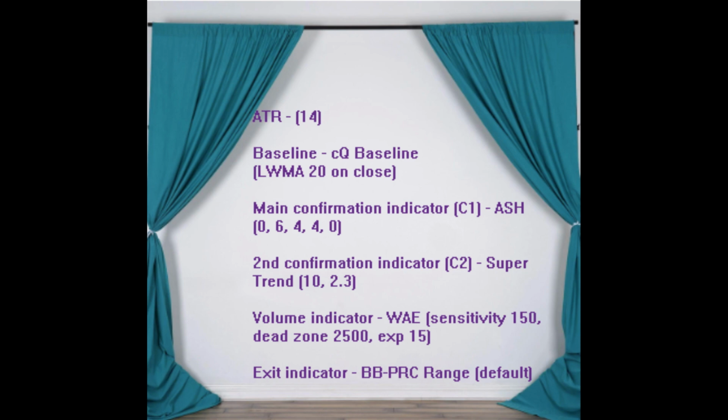The one that I was using previous to this was the RVI, or Relative Vigor Index, and I had that on a setting of 8. But I've since taken that off and I'm just using the BBPRC right now.